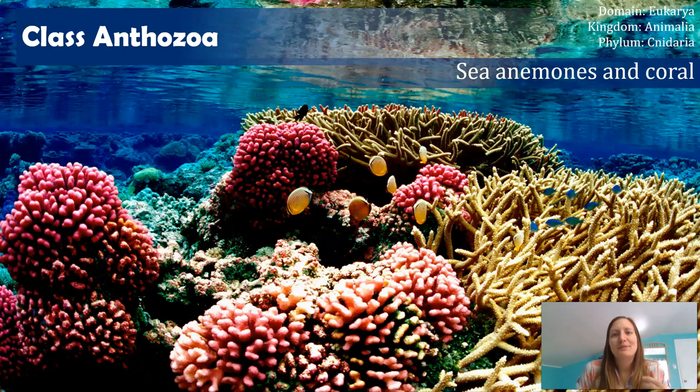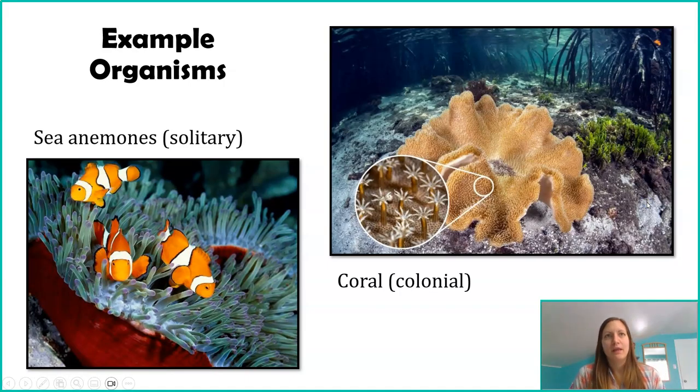So flower animal is really referring to the sea anemones and coral, where you have this stalk and then you have all of the tentacles facing upward, giving it that flower-like appearance. So shout out to our flowering plants, and you've made yourself known again, talking about our sea anemones. So when thinking about the organisms found in class Anthozoa, we pretty much have two big categories of organisms.